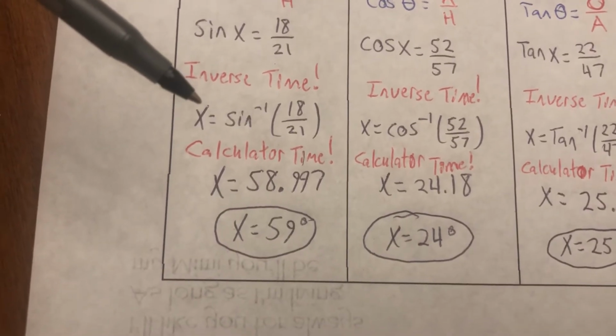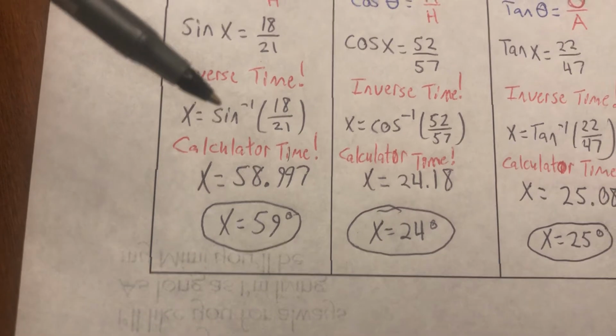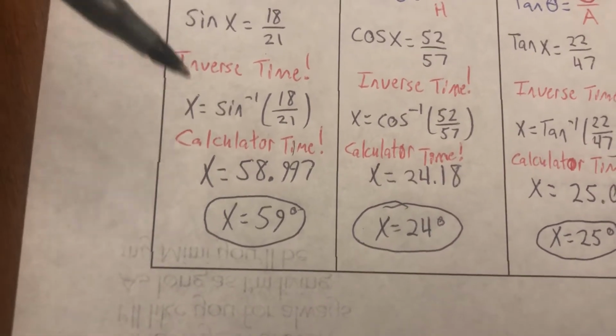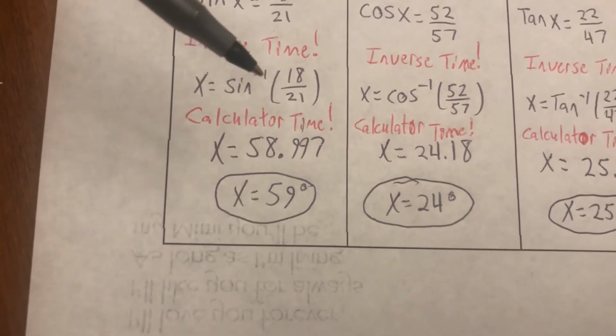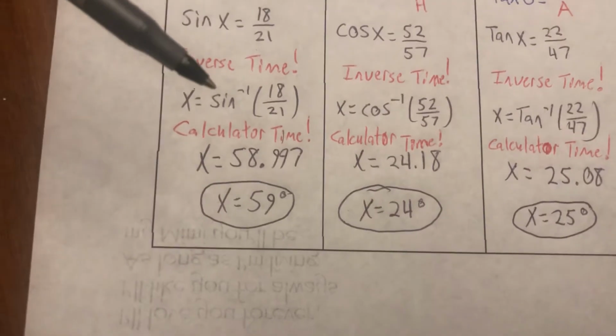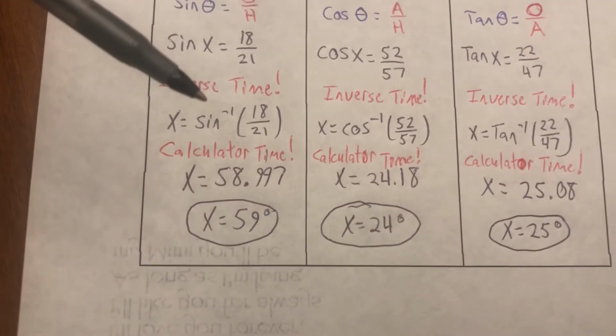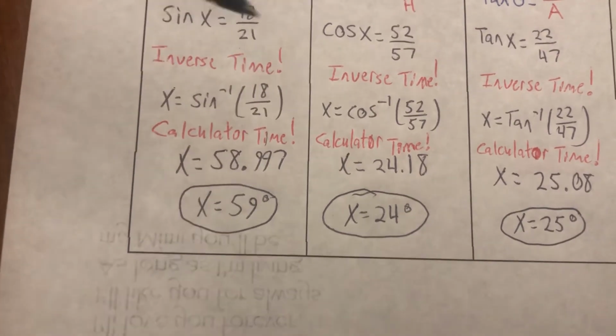Now, if you have your standard scientific or graphing calculator, at this point, you would hit second or shift, and that'll give you the option when you click sine, it'll give you the inverse of sine instead of just regular old sine. So again, you have to hit second or shift first. And then you can type in the fraction 18 divided by 21, close the parentheses, and hit enter.